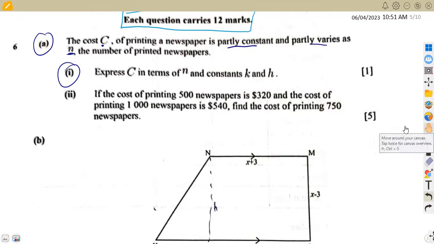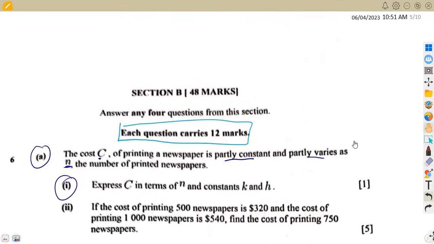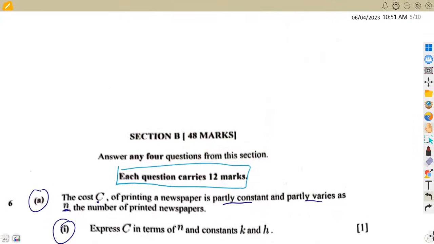All right, so this is a direct approach where you're just going to combine these 2 constants. So take note, we are given that the cost C is partly constant, that is just a constant H, and partly varies as, meaning there is another constant and the letter that you're given, which is N. So that is 1 mark for that.